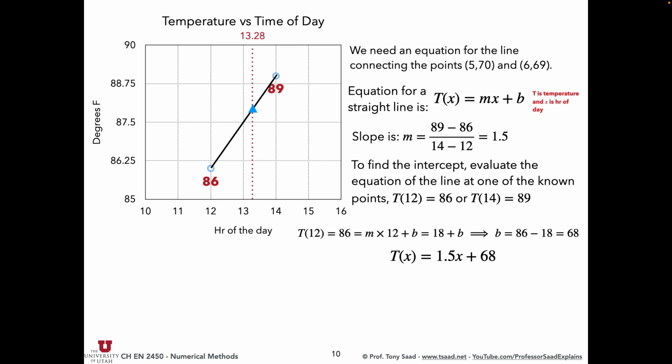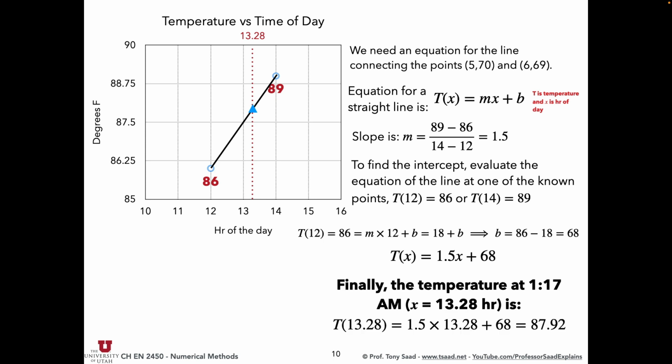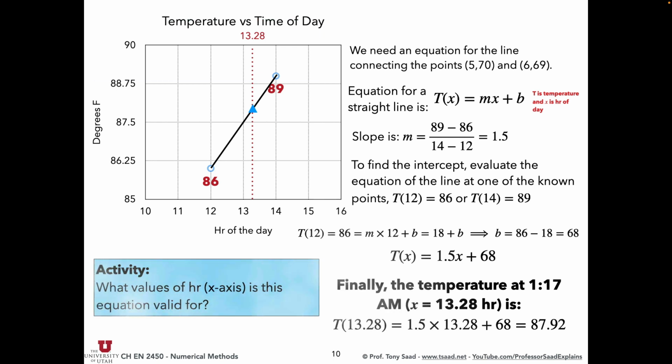So I have my equation for that line between those 2 points, only between those 2 points. It's 1.5x plus 68. And finally, you evaluate the temperature at the desired hour, which is 13.28, and you get 87.92 degrees. Okay? So now, this is an approximation that gives us the values of the temperature. Okay, but between what points? Where is this valid? Is this valid at 11 o'clock? Is this valid at 4 o'clock in the afternoon? Where is this valid?